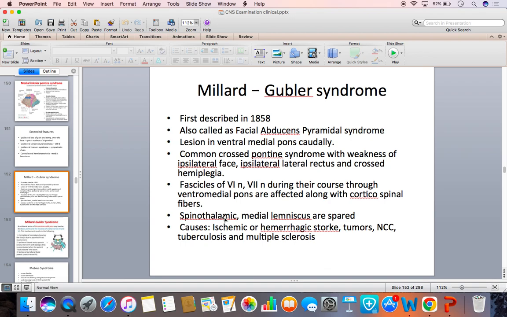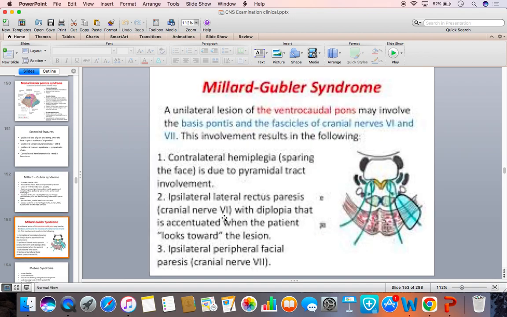So common causes could be ischemia, tumors, neurocysticercosis, tuberculosis, and multiple sclerosis. This is the Millard-Gubler syndrome, wherein there is a facial fasciculus here, there is absence of fasciculi here, and the pyramidal fibers. This is the infarct here. Good.